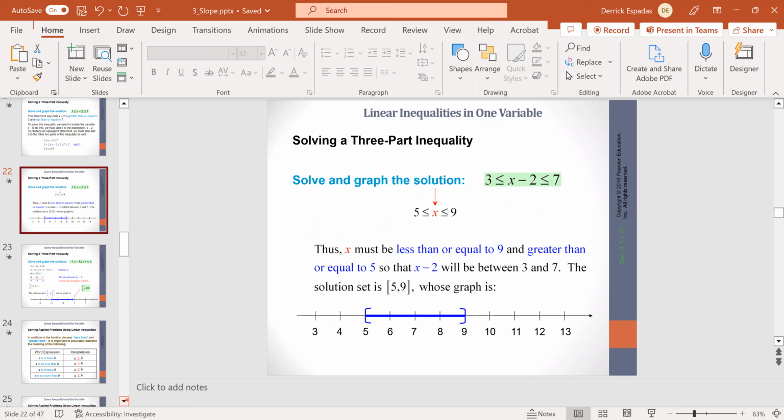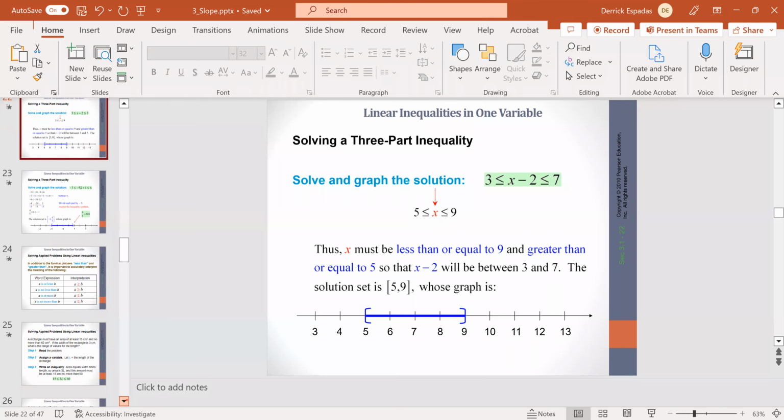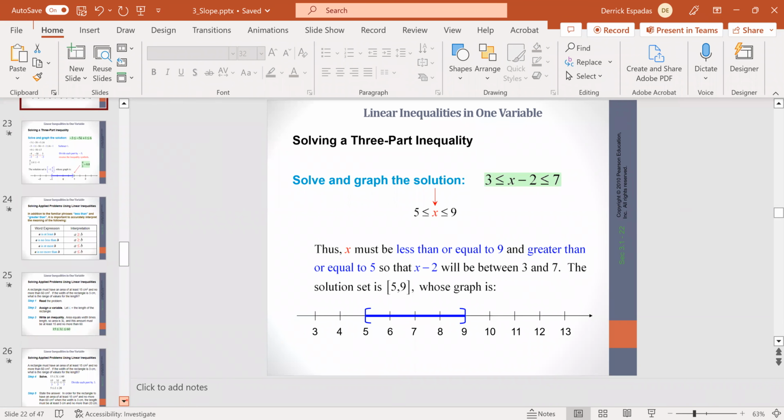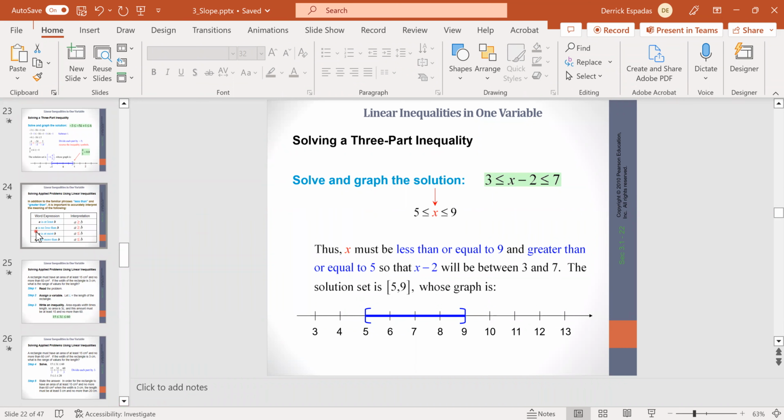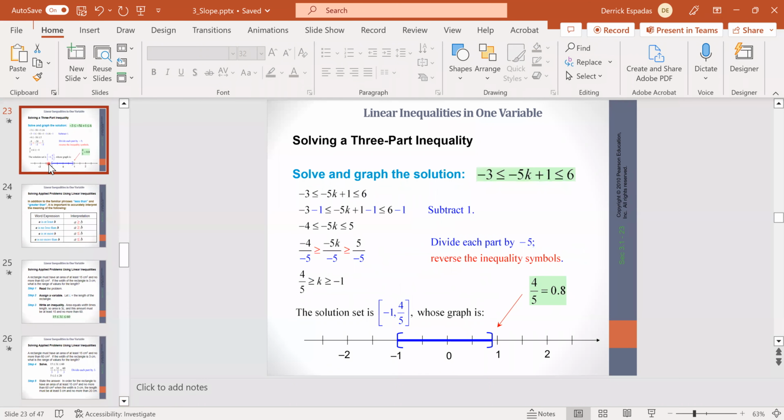So the x represents the number we don't know, and the inequality is a range of numbers that we're looking for to solve our problem. An equation tends to have one solution, but we'll discuss that later too, because there are several situations that involve that. So here's another inequality. Negative 3 is less than or equal to negative 5k plus 1, which is less than or equal to 6.